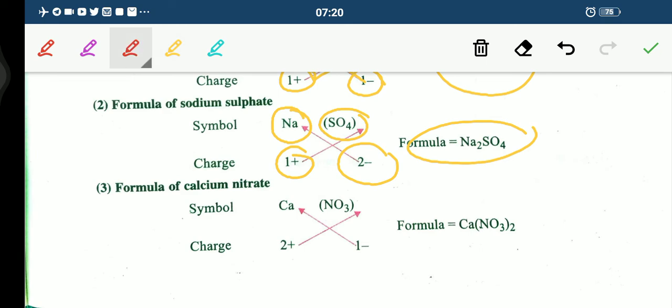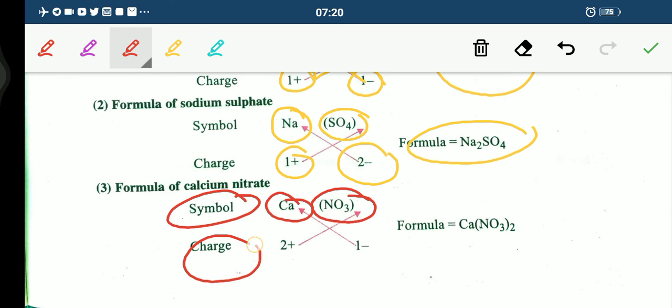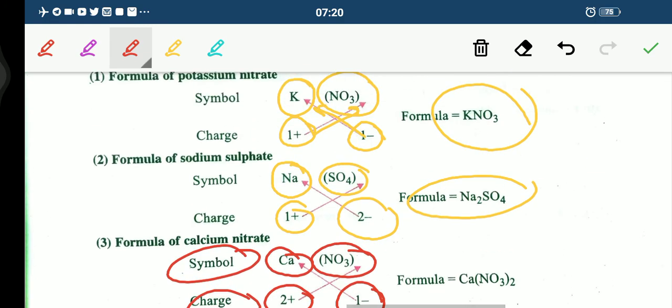Similarly, next you can see here the formula for calcium nitrate. So the symbols are Ca for calcium, and nitrate, that is NO3. So what are the charges? On calcium it is 2, on nitrate it is 1. Crisscross, so Ca and NO3 in brackets, closed with 2. So this 2 is with NO3.